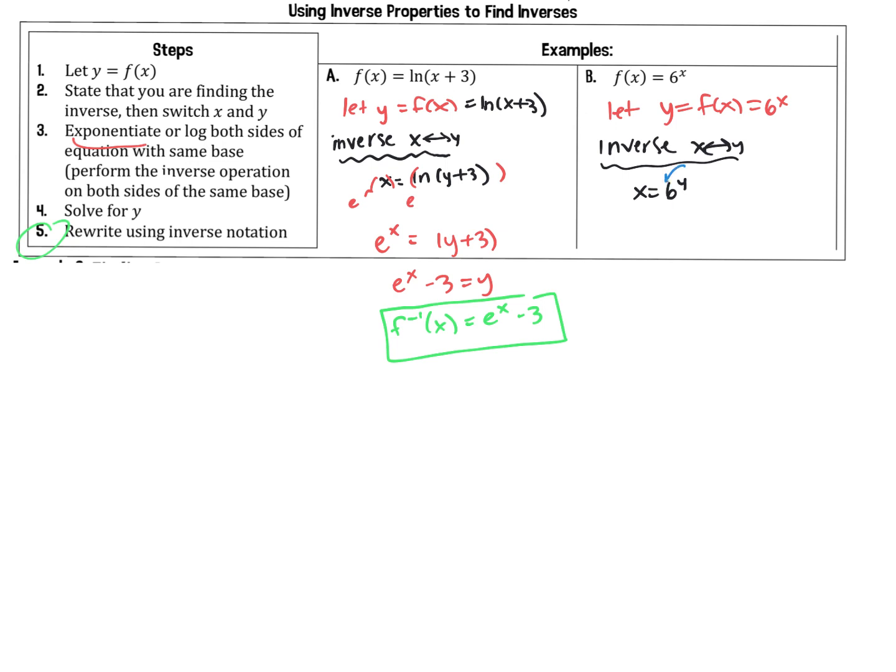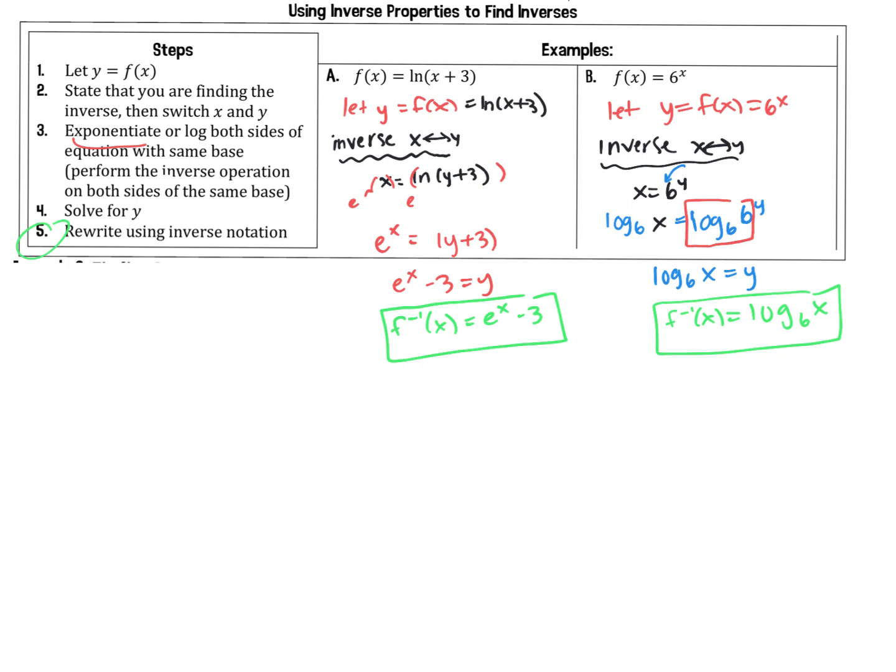And what base do we want for our log? We want it to be base 6, so that we can have log base 6 of 6 over here. Now, this statement we just showed in those past examples, that's 1, so what's left is our y value. So log base 6 of x is going to be equal to y. And then we're going to rewrite our final answer using function notation. F inverse of x is log base 6 of x.